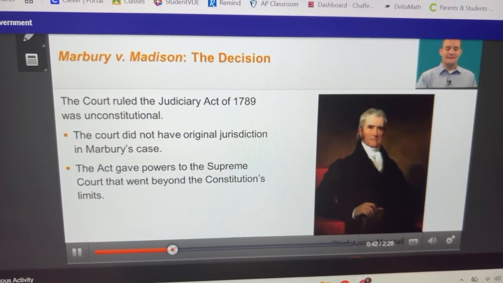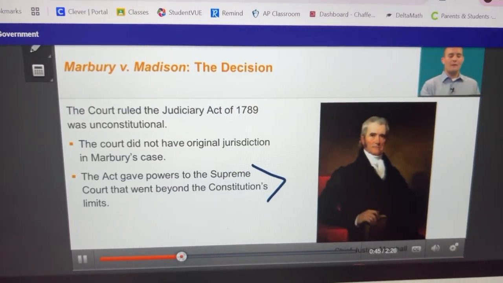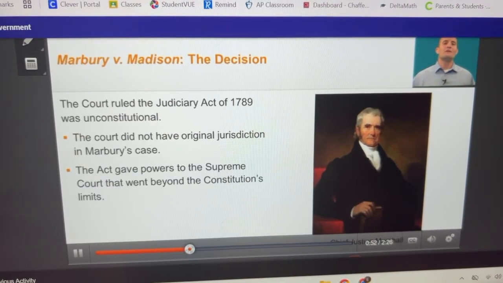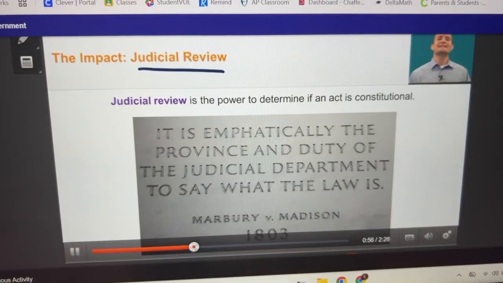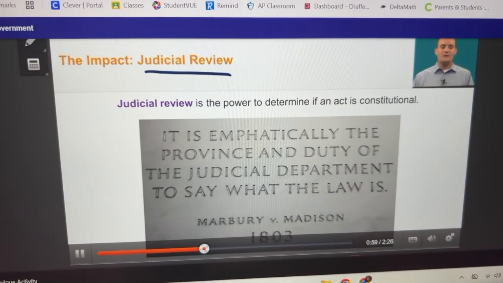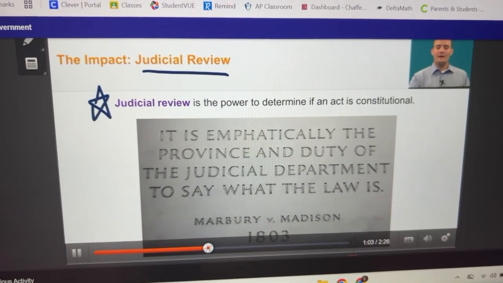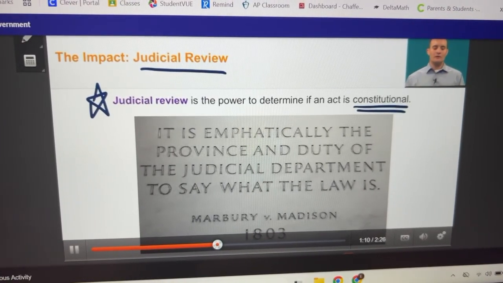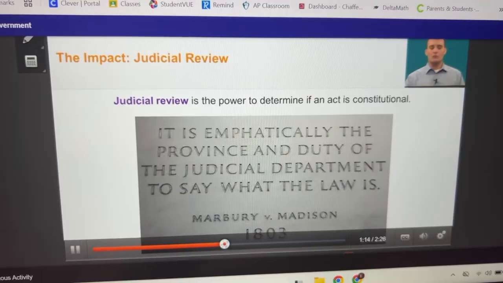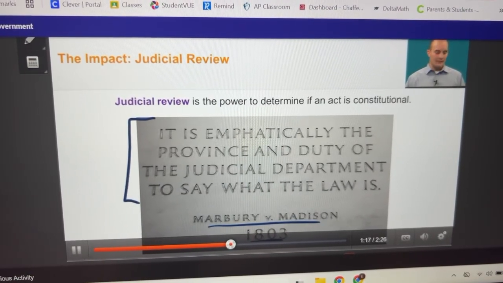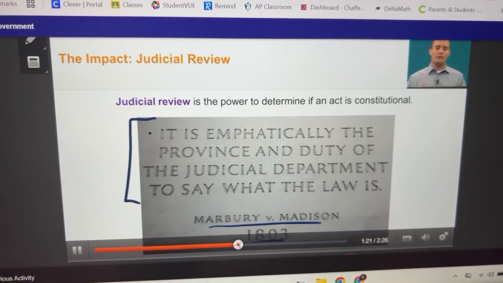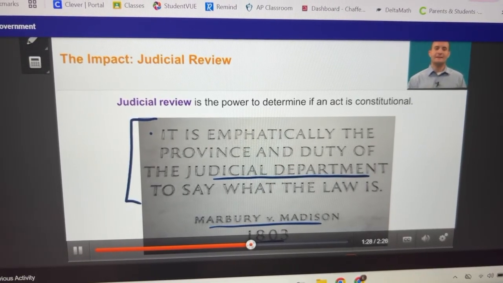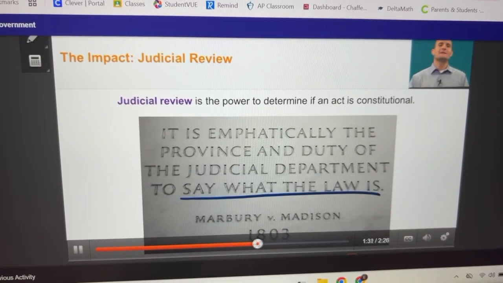And what this did is that this act gave powers to the Supreme Court that went beyond the Constitution's limits. What we mean by that is that it established the premise of judicial review. Now, judicial review is extremely important. It's the power to determine if an act is constitutional, and that falls upon the Supreme Court, or the judicial branch. This is text from the ruling in Marbury versus Madison, which took place in 1803. It says, it is emphatically the province and duty of the judicial department to say what the law is. And this relates back to judicial review.